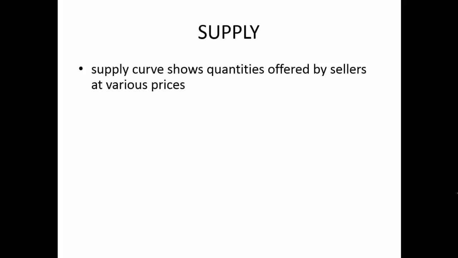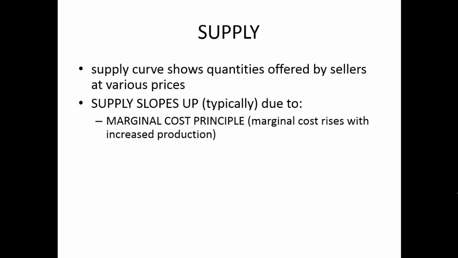Okay, let's move right along and talk about supply. Supply will be pretty easy to talk about if we understand demand dynamics. Supply dynamics are of the same sort. A supply curve shows the quantities offered by sellers at various prices. Supply typically slopes up. It's not always the case, but it typically does slope up due to increased marginal costs. Marginal costs typically rise with increased production in a fixed time period, in the short term.